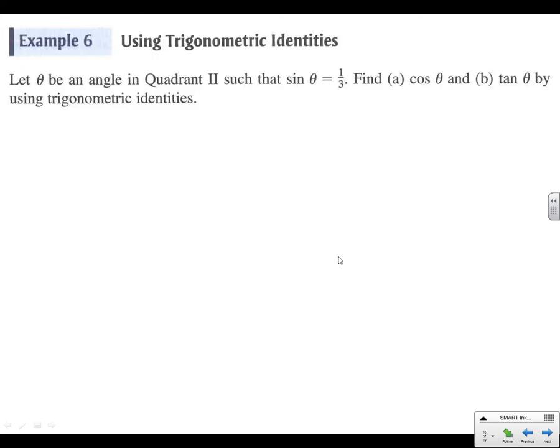All right, 2 to go here. Example 6, let theta be an angle in quadrant 2. I'm going to pause right there and just sketch out an angle into quadrant 2. And sine theta is 1 over 3. So here's what I'm going to do. I'm going to drop down, make an angle, and theta.